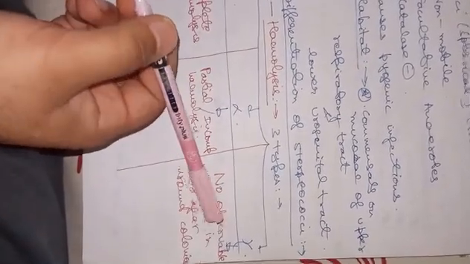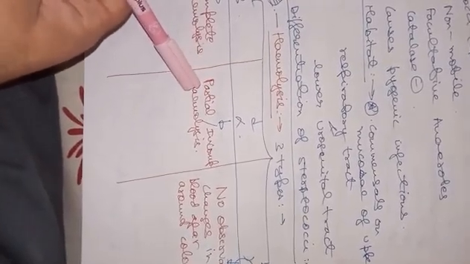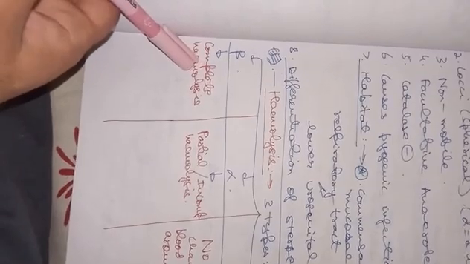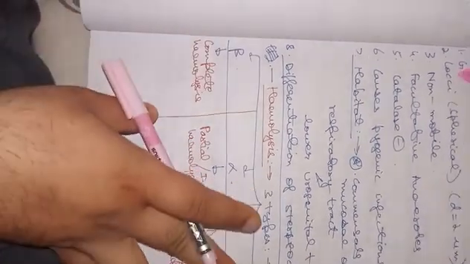So here gamma is the same as in case of staphylococci. No observable changes in blood occur around the colonies. Alpha here is partial or incomplete, and beta here is complete hemolysis. So this is the opposite of the hemolysis produced by staphylococcus. Okay.